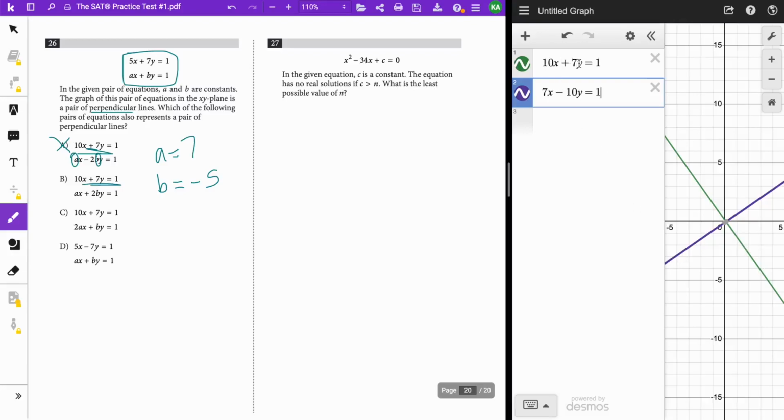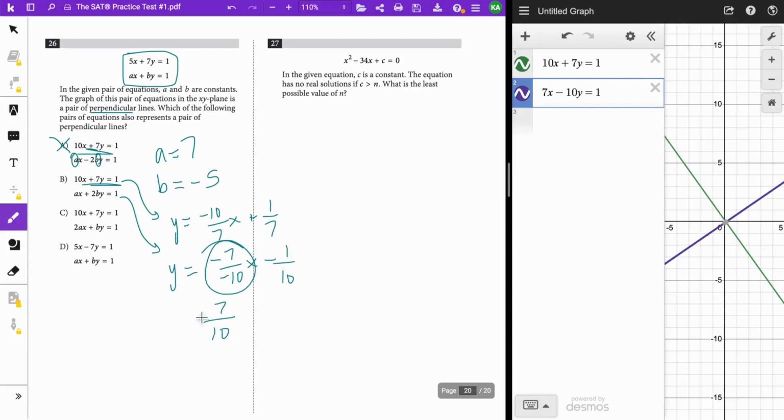Okay, and you could even tell just by looking at the slopes, it's a negative reciprocal, right? If you were to solve out the first one for y, this would give you y equals negative 10/7 x plus 1/7, right? And then the second one, if we solve that for y, we're going to get y equals negative 7 over negative 10 x minus 1/10. This is what we care about. That is 7/10, which is the opposite reciprocal of negative 10/7. So that's why these are perpendicular, and the answer is B.